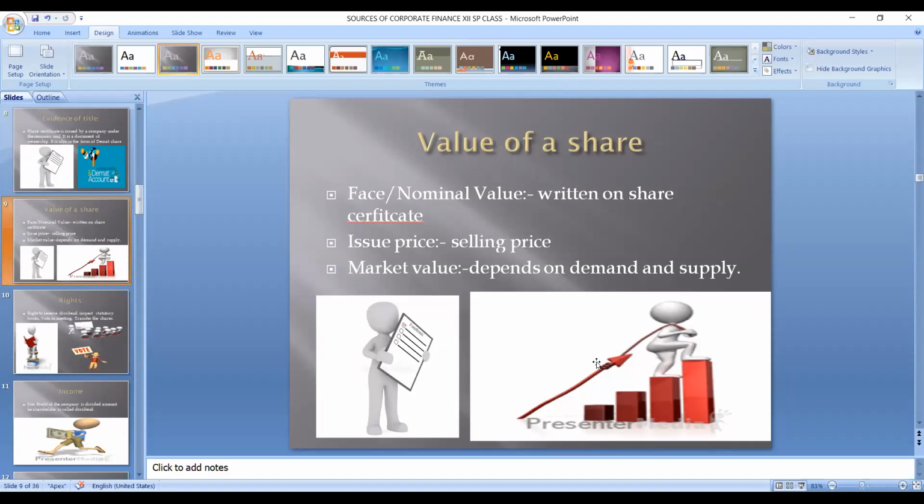Okay. Next. Very good. Everyone has understood. Equity share capital is known as risk capital. True or false? True. Equity share capital is known as risk capital only. True. Risk capital. Okay.